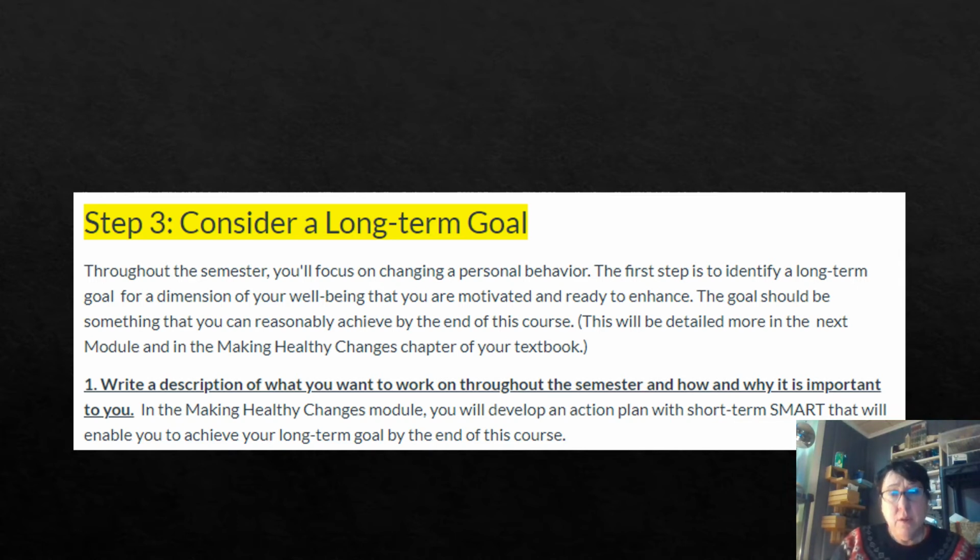In the next module, which is going to start the beginning of putting that plan together, you're going to make some specific steps. You're going to identify what barriers are in your way, and then how you would like to work on those barriers. That is in the very next Living Well project.